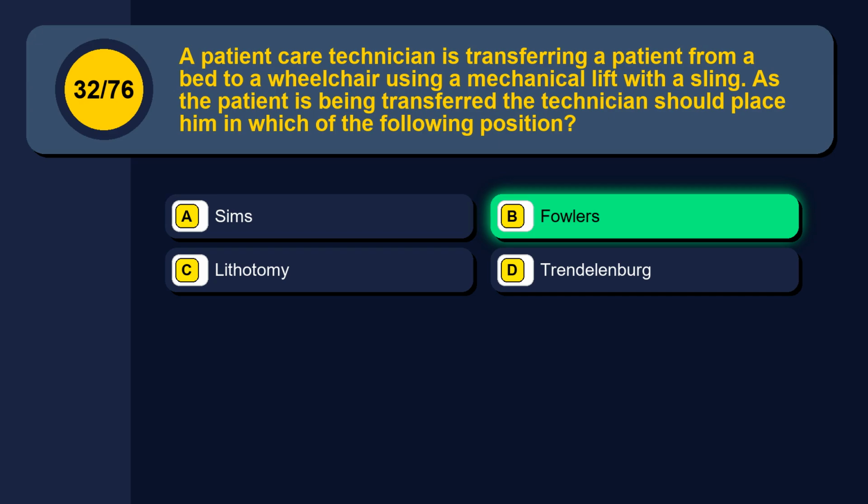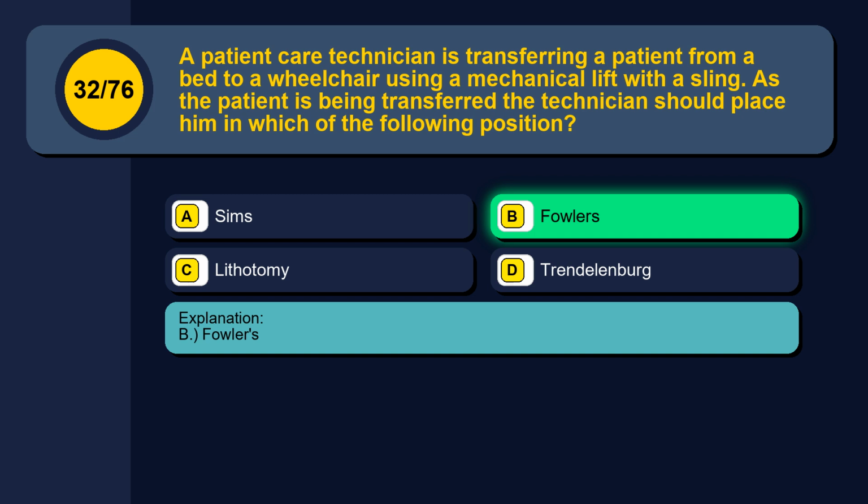The correct answer is option B. Fowlers.